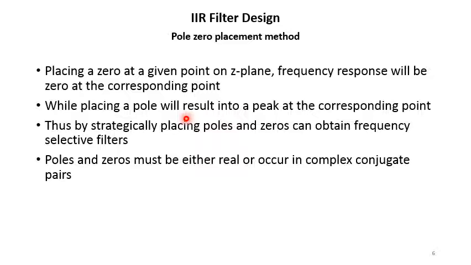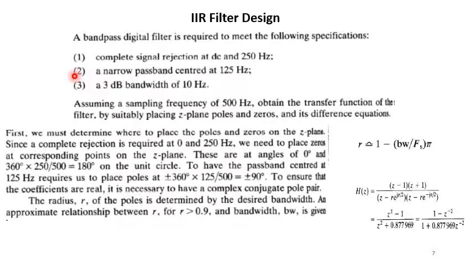The important point is that poles and zeros must be either real or, if they are not real, they must occur in complex conjugate pairs. Real means that they exist on the real axis, that is, along the x-axis. If they are not along the x-axis, then they should be in complex conjugate pairs. So let's have an example to see how the pole zero placement method works.